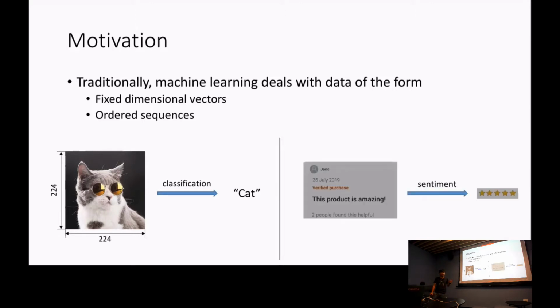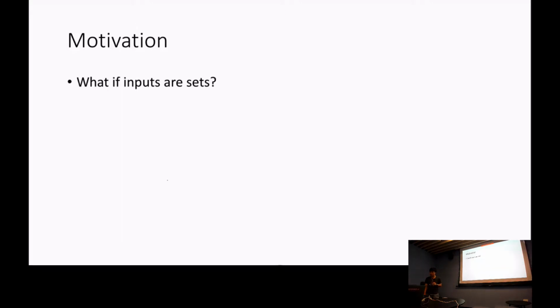Another example is text sentiment classification. Then the text data is ordered in sequences, so we want to capture the order of the symbols in the text. But it's not the case all the time. In some cases, the input data actually are sets.